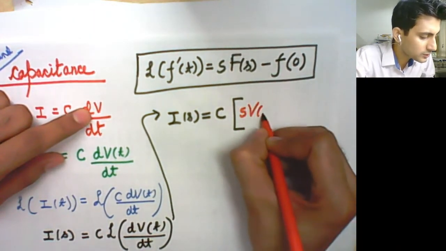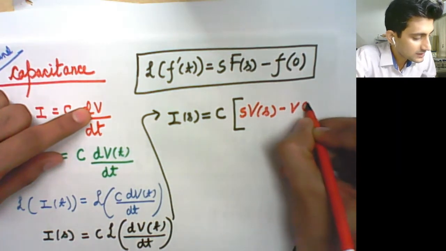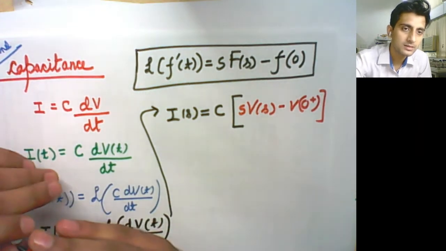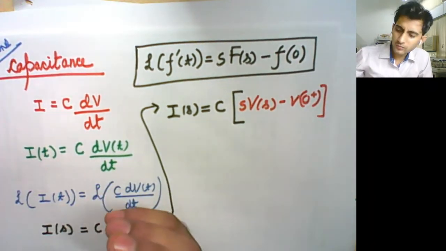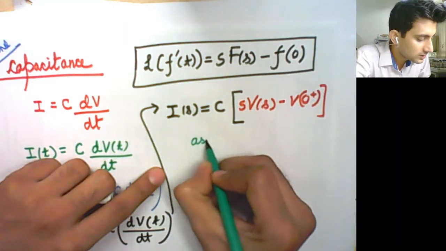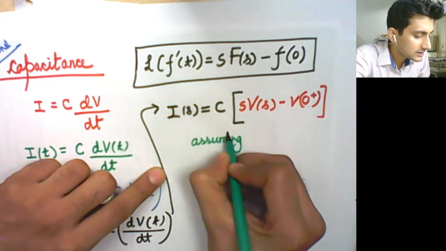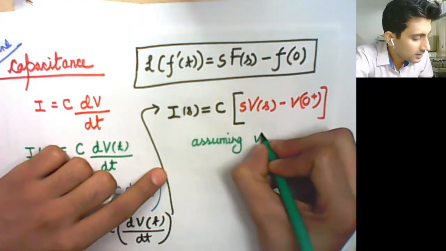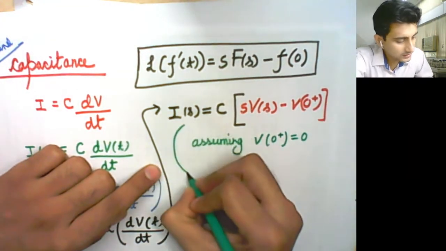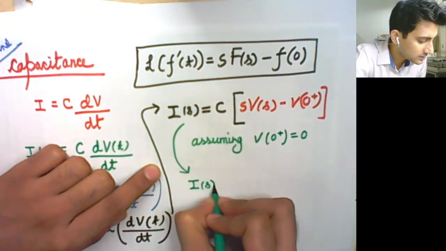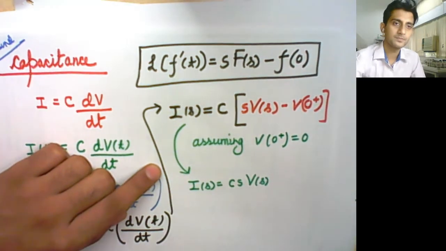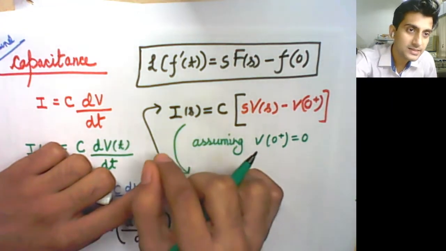So it would be equal to sVs minus V(0) plus. Okay. Now, if you ignore initial conditions, assuming, so this is not a general term, this is our assumption, assuming that V(0) minus or V(0) plus was 0, then this particular thing will reduce to Is is equal to Cs Vs.